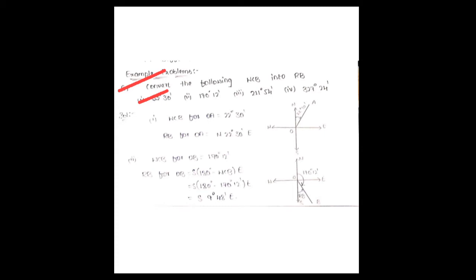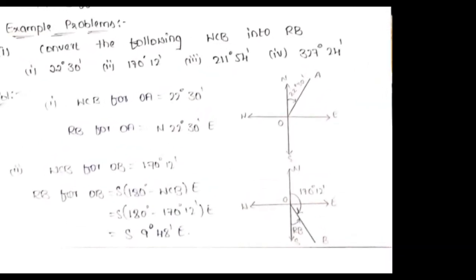For that, first we need to generate a coordinate system like this: north, south, east, west, and 22 degrees 30 minutes lies in the first quadrant, which is calculated from the north. We already know that the bearings in WCB system are calculated with respect to the north point only. So from north, the angle is 22 degrees 30 minutes as given. Therefore WCB for OA, let the line be OA, equals 22 degrees 30 minutes.